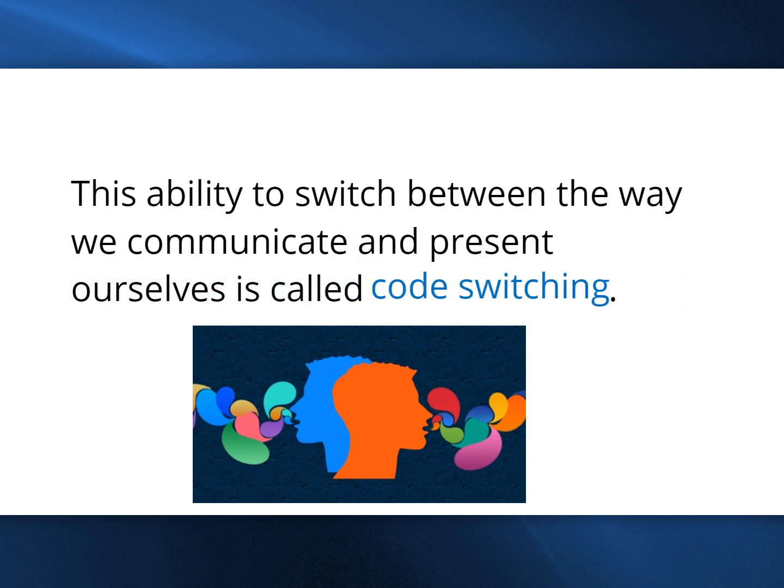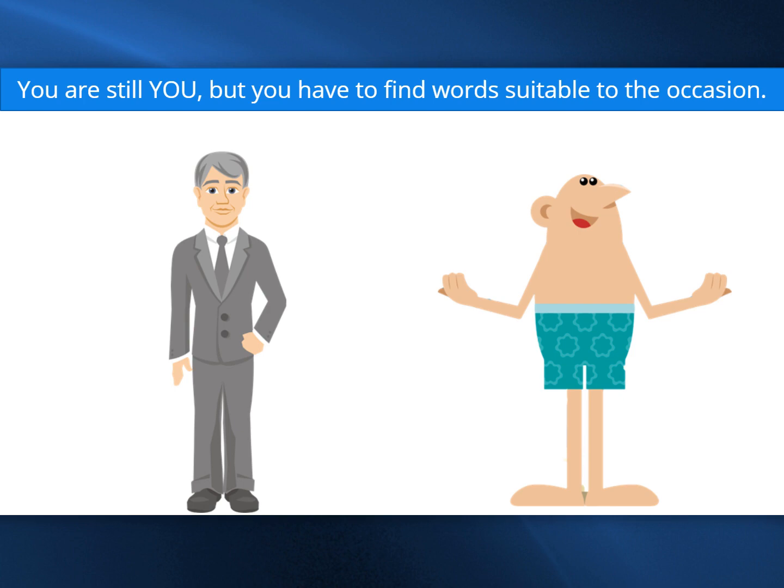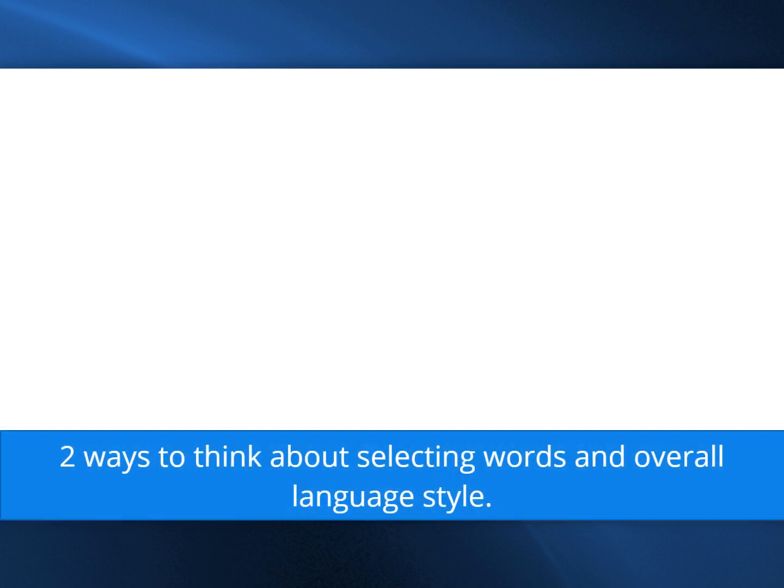Being able to be conscious of your choice when you code switch gives you a lot of power and improves your ability to communicate intentionally and function well in a number of social situations. This doesn't mean you have to change your identity or personality. You are still you in a tuxedo or a bathing suit, but you have to find words suitable to the occasion. There are two ways we can think about selecting the words and overall language style we use to communicate.